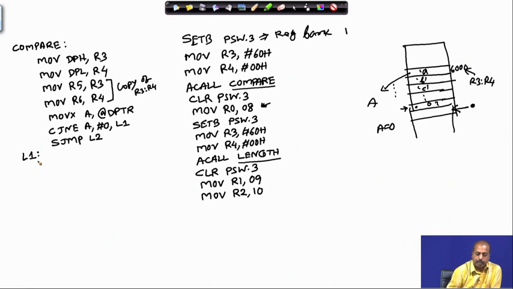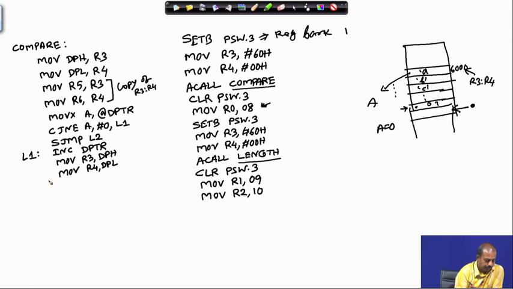Then in L1, the character is not the end of string character, so I need to increment the DPTR value. So, INC DPTR. The DPTR value is incremented, then this DPTR is saved again in R3 and R4. So, MOV R3, DPH and MOV R4, DPL. So, DPH and DPL values are saved in R3 and R4.